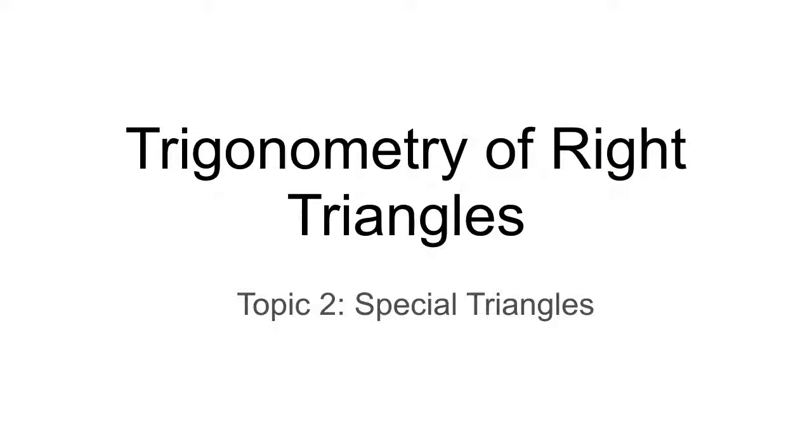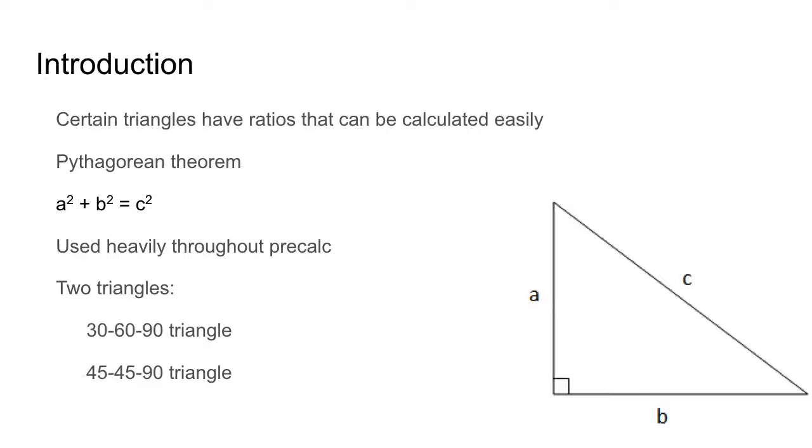Now, moving on to our topic number 2, special triangles. Certain right triangles have ratios that can be calculated easily from the Pythagorean theorem, a squared plus b squared equals c squared. Since these triangles are used heavily throughout all of pre-calculus, it is good to understand how the major ones work. Today we will be discussing the isosceles right triangle and the 30, 60, 90 right triangle.